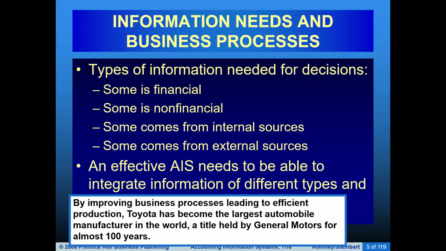By improving business processes leading to efficient production, Toyota has become the largest automobile manufacturer in the world, a title held by General Motors for almost 100 years. Long time back, the car market, the vehicle market, was dominated by the USA, America, but later it was dominated by Japan, and still is dominated by Japan.